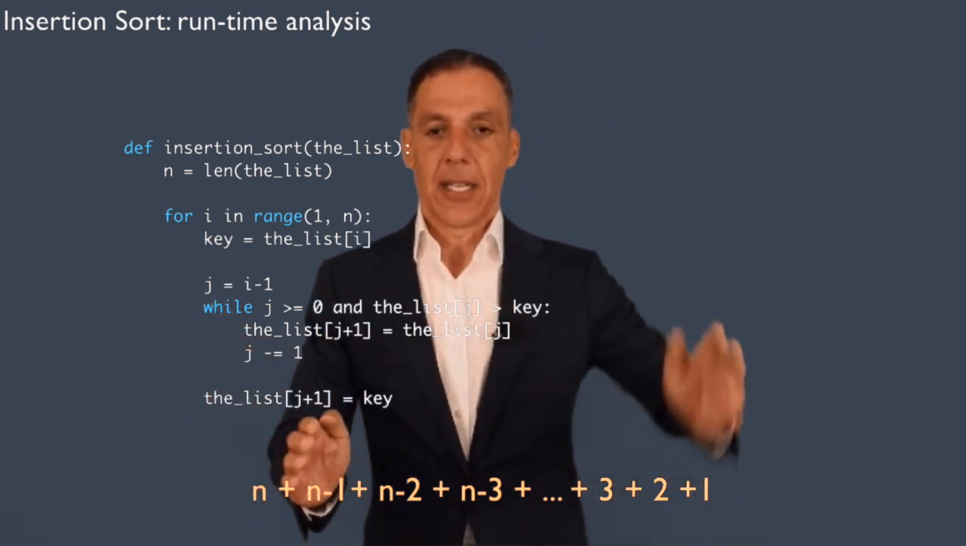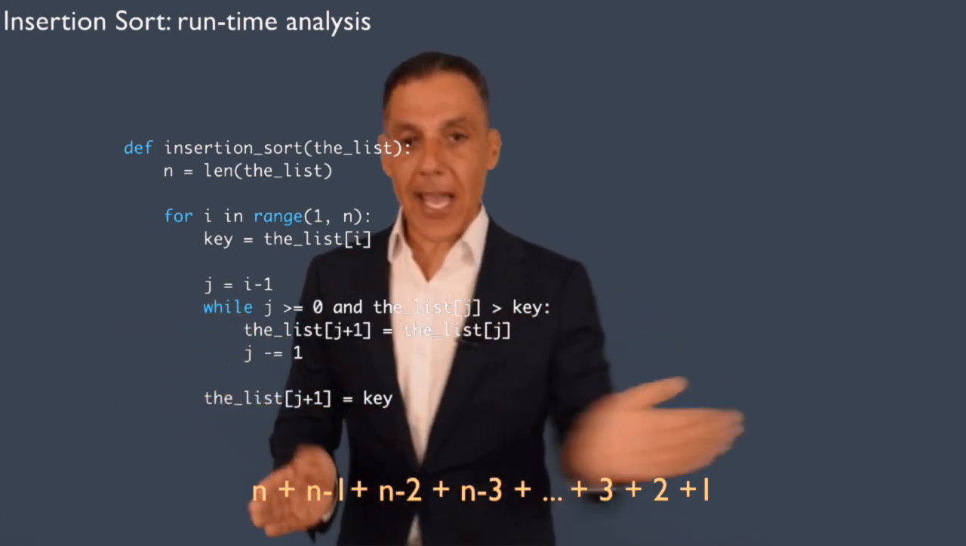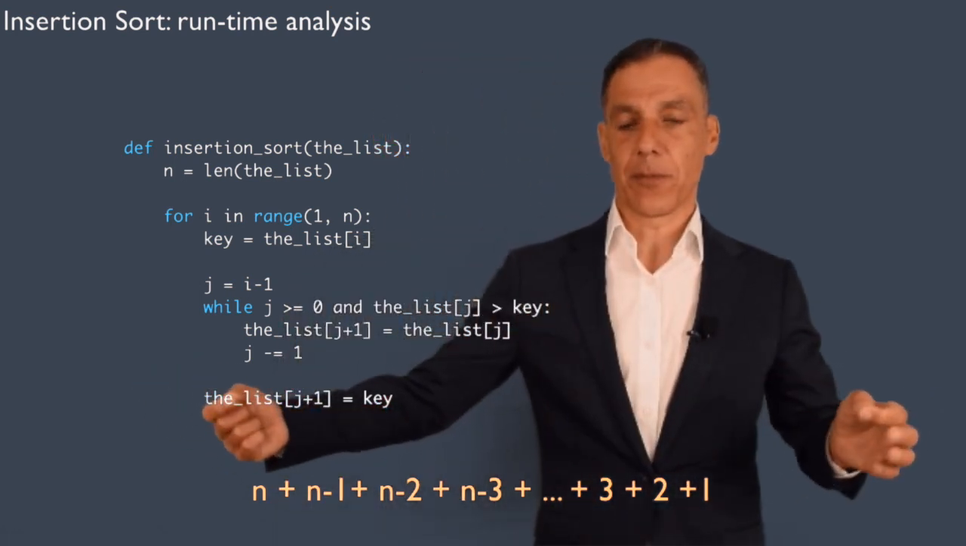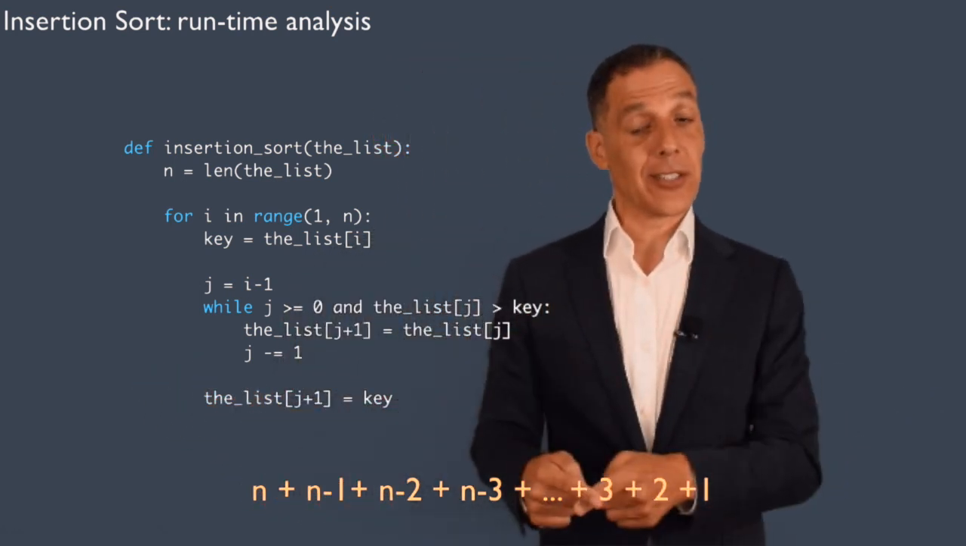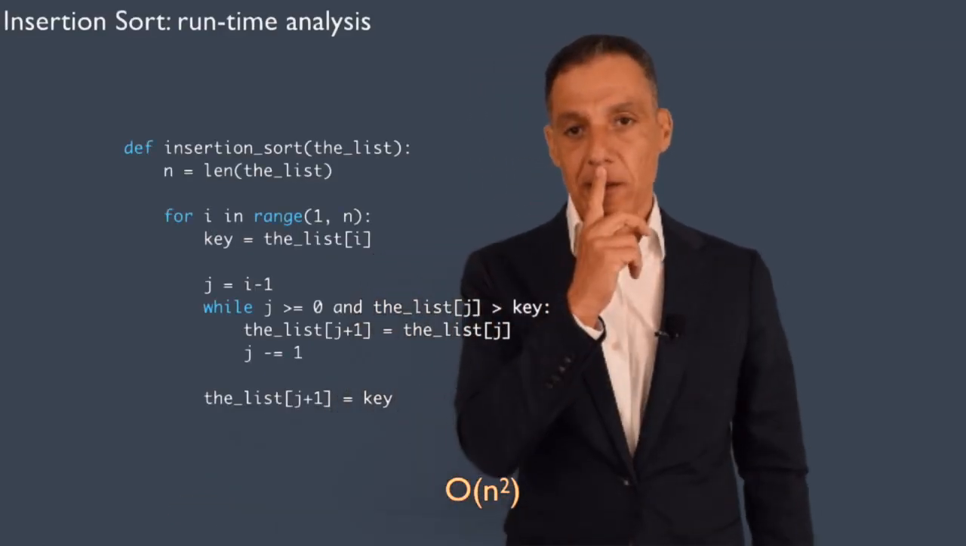And then I've got the inner one. In the worst case scenario, every element has to loop through the whole way when the list is in reverse order. Well, this looks awfully familiar. It's the sum of the first n numbers, which of course is just O of n squared.